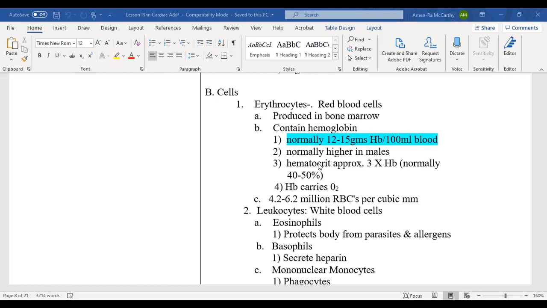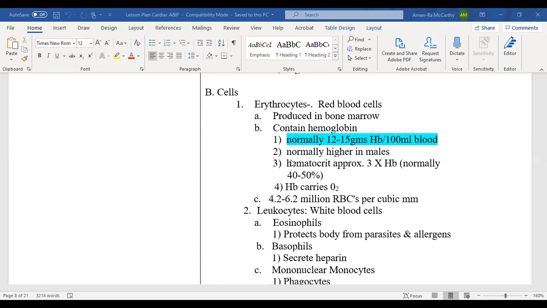How many red blood cells do we have in the body per cubic millimeter? 4.2 to 6.2 million. Thank you. Are you seeing it in your notes? Don't be scared to say it, y'all. Don't be timid, because I want to make sure you have it and that it's not missing on your paper. So we have 4.2 to 6.2 million red blood cells for every cubic millimeter of blood. That's a lot of red blood cells, and they do so much work.